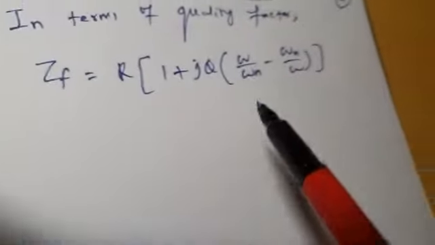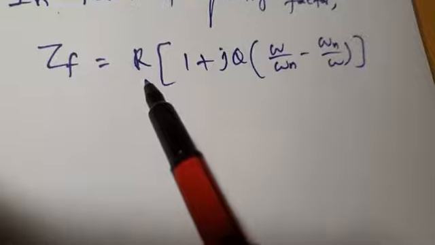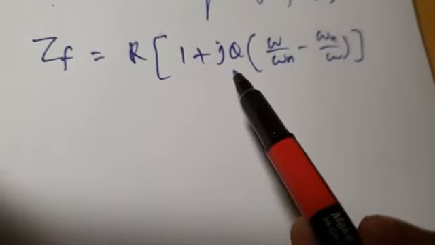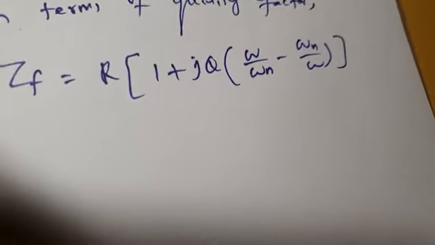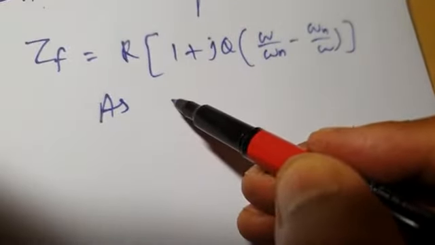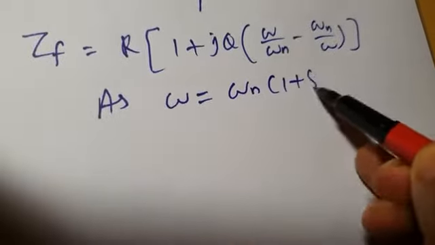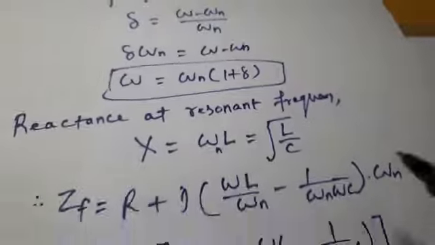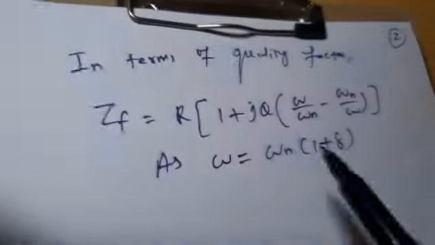Filter impedance in terms of quality factor is ZF equal to R times 1 plus JQ into omega by omega n minus omega n by omega, after manipulation and simplification. I am skipping some steps; you can do those steps yourself. As omega is equal to omega n times 1 plus delta, which we have already written earlier, we can substitute it here.